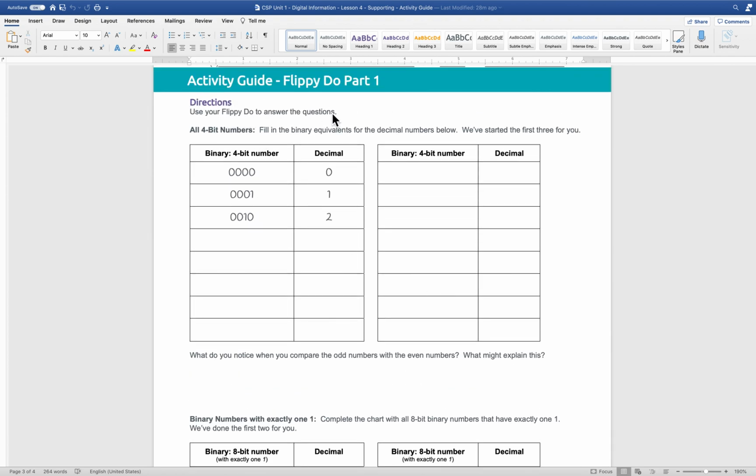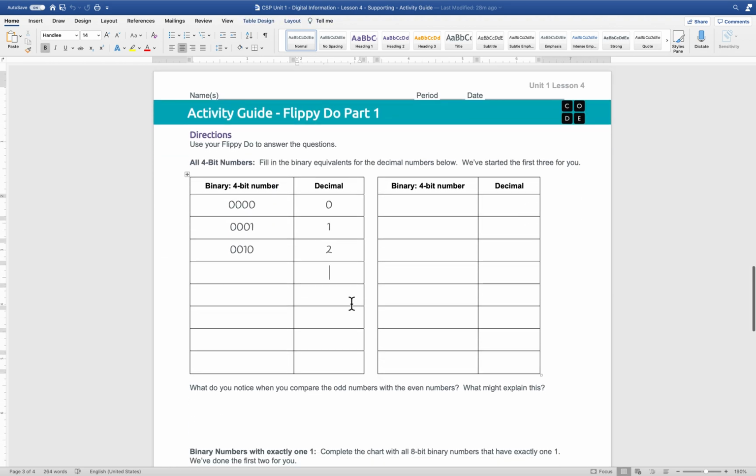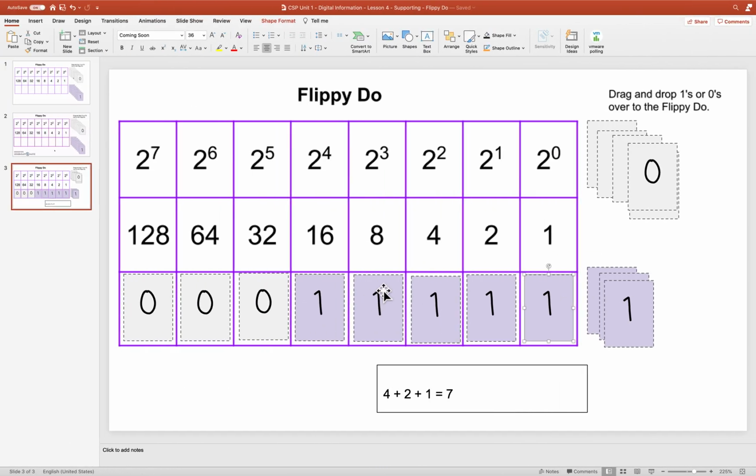Use your Flippy-Do to answer the questions, all 4-bit numbers. So fill in the binary equivalent for the decimal numbers below. We've started the first 3 for you. So you want to do all the 4-bit numbers you can do. So we're going to go and basically 3, 4, 5, 6, 7. Remember, 4-bit allows us to count up to a value of 8. No, it doesn't, I'm sorry. 4 bits allows us to count up to a value of 1, 2, 3, 4.